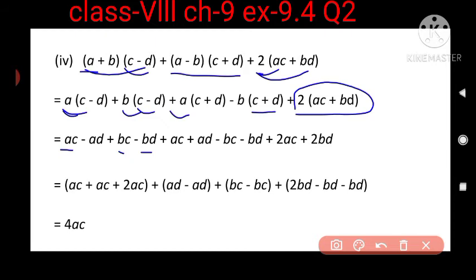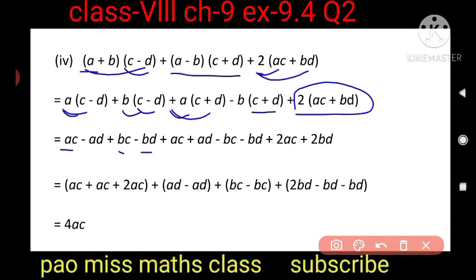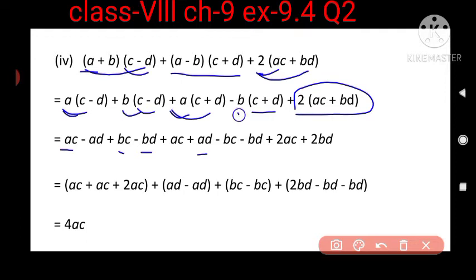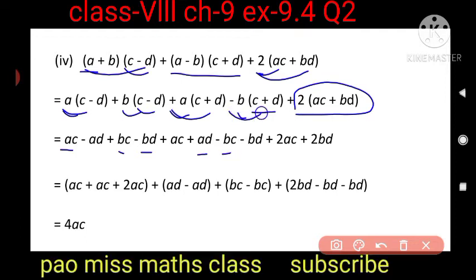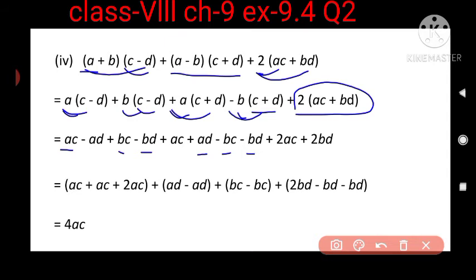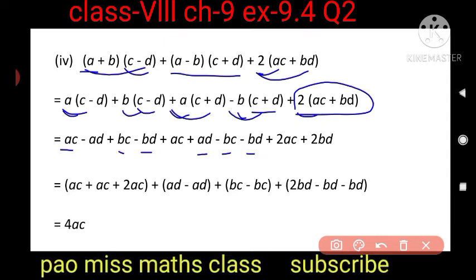Now plus, what you will get, a into c, ac. Now plus plus plus, a into d, ad. Then again minus is there, b into c, bc. Now minus plus minus, b into d, bd. Then plus 2ac. Okay, so 2 multiply ac means 2ac. Then again 2 multiply bd means 2bd.